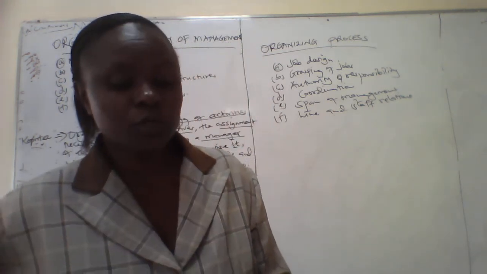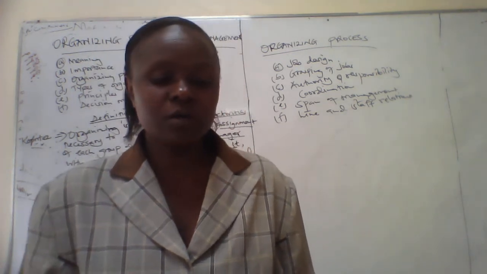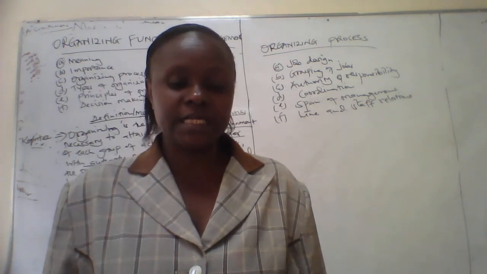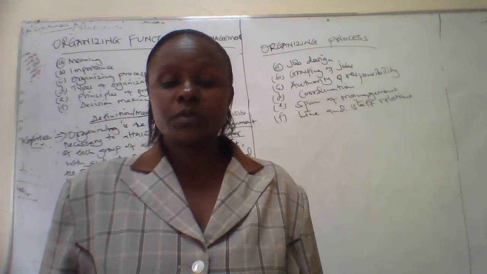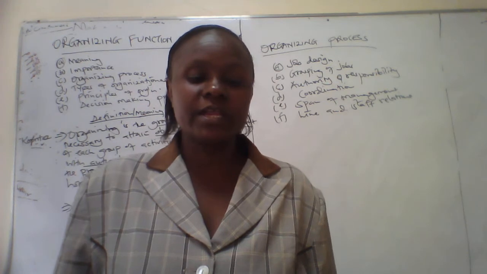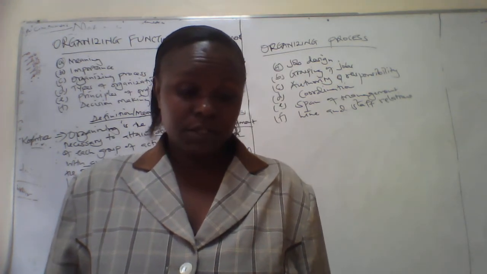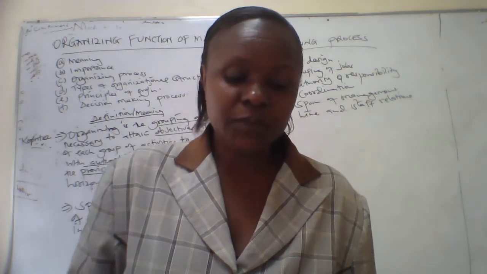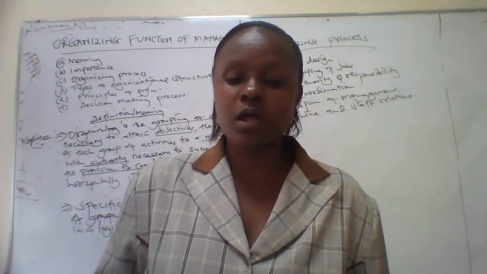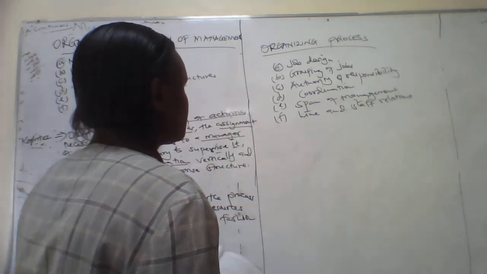Grouping jobs, we also call it departmentation. After the jobs have been designed, the next step in the organizing process is to group those jobs into various logical sets. Mostly it is done according to one of three bases: function, product, and location.